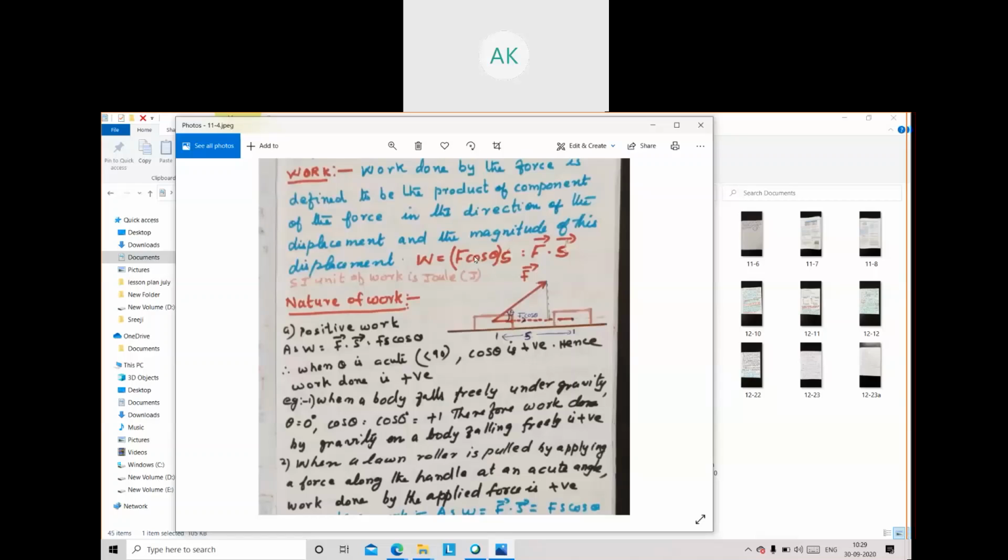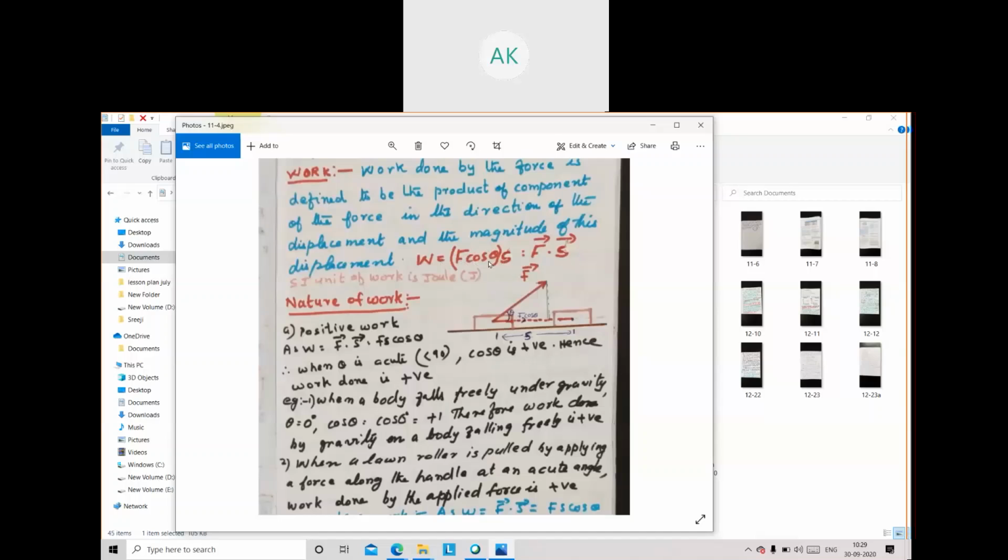Is F cos theta a scalar or a vector? It is a scalar quantity because F is the magnitude of that vector, and cos theta is the cosine of the angle theta between the two vectors. So F cos theta is a scalar quantity. S, the magnitude of vector S, is also a scalar quantity. So F cos theta into S all together is a scalar quantity. So what is F dot S? Fs cos theta.